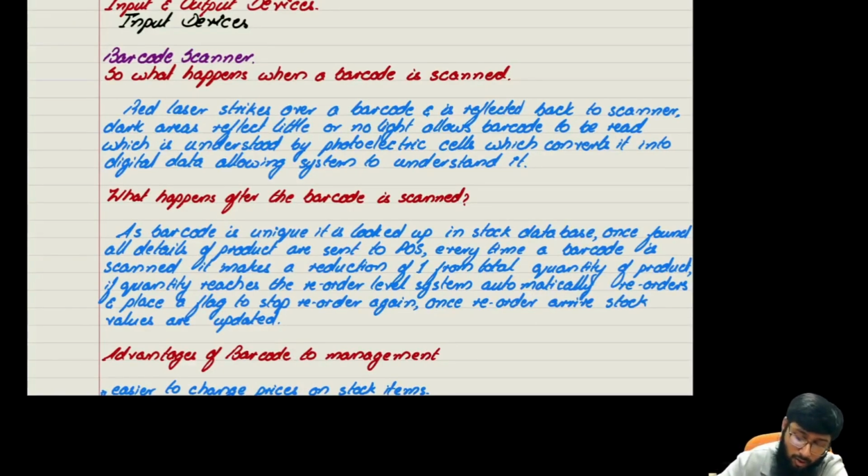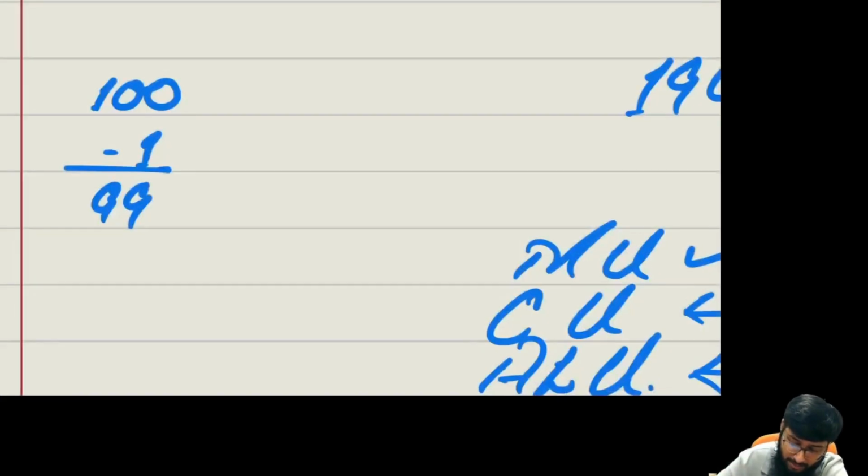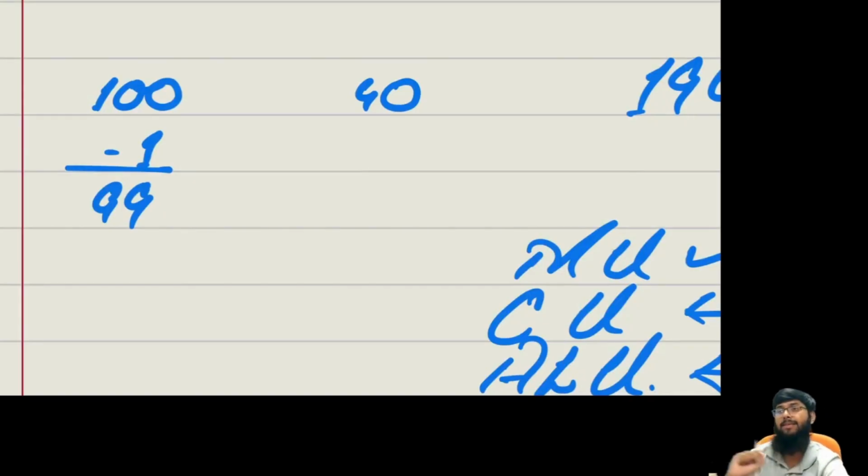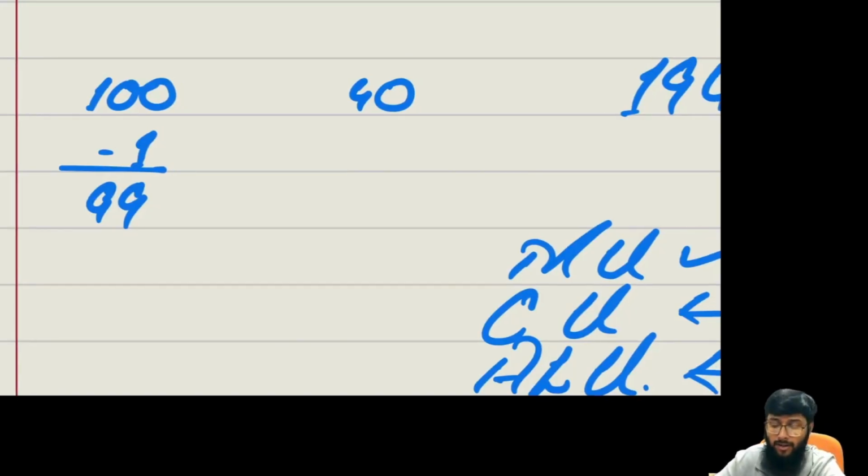Now as soon as the quantity reaches the reorder level, for example the reorder level was 40, each time it's been scanned once, scanned once, scanned once, now it reaches the level of 40. So it makes an automatic reorder. What do we mean by the automatic reorder? It requests the supplier to refill that particular product. For example, it makes a reorder of 50.